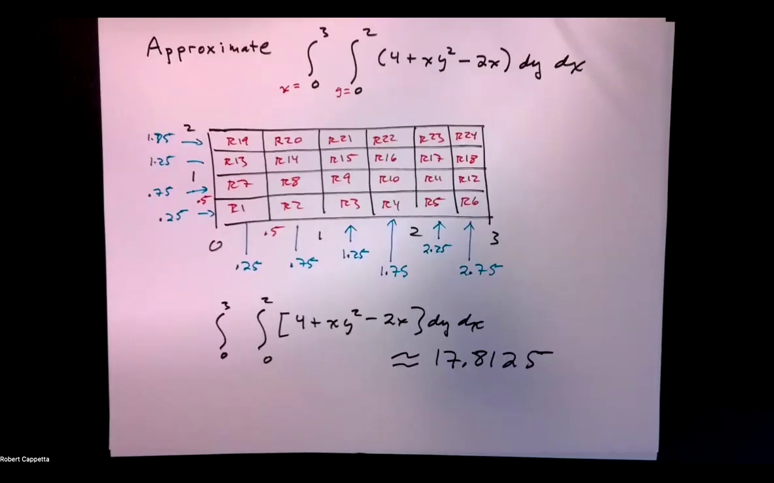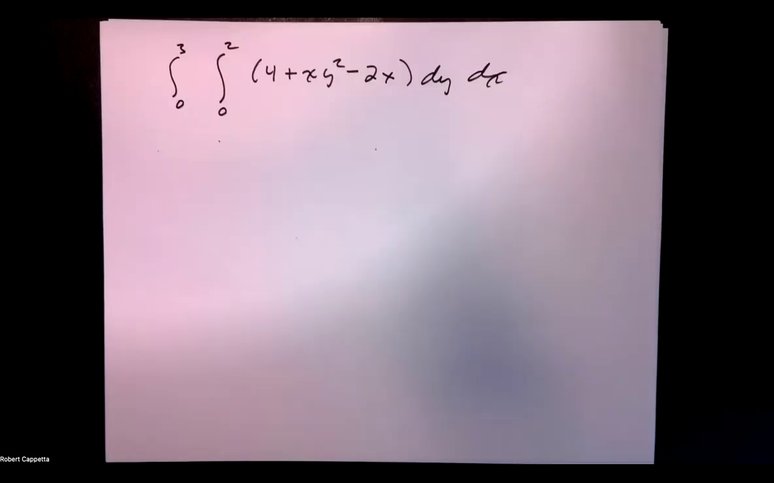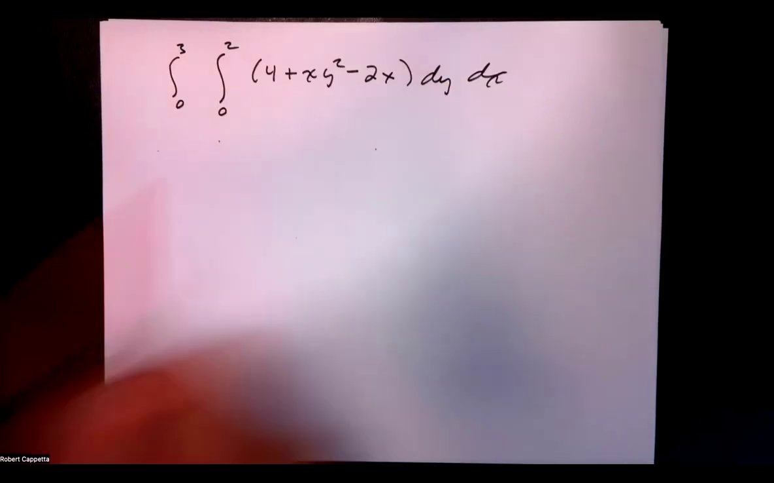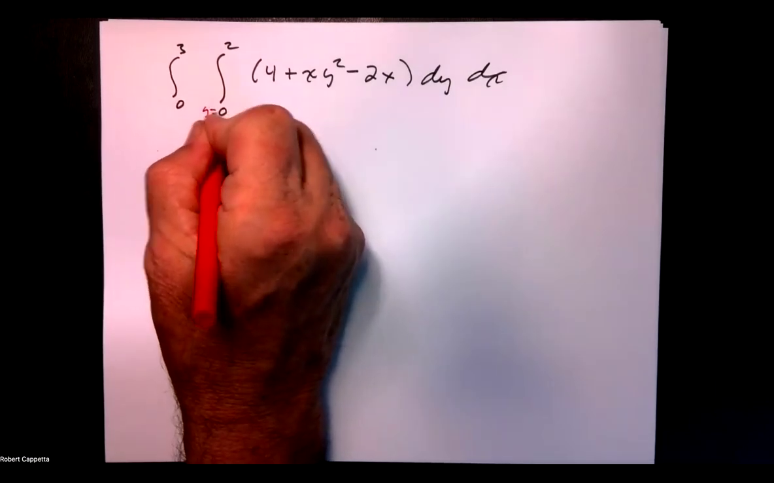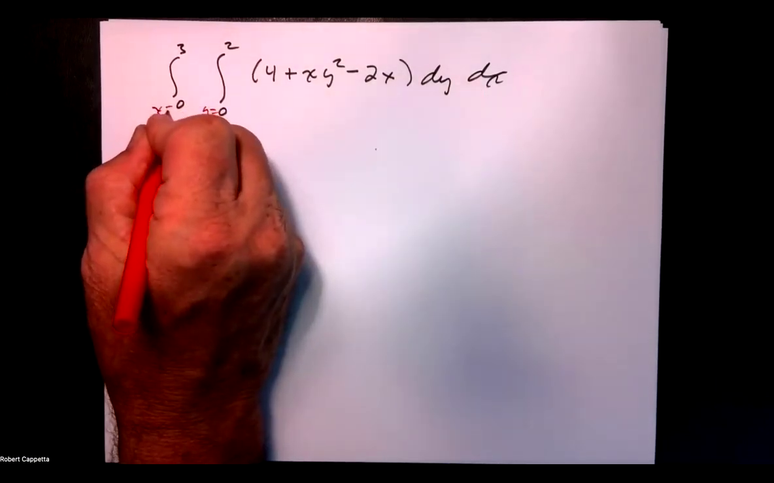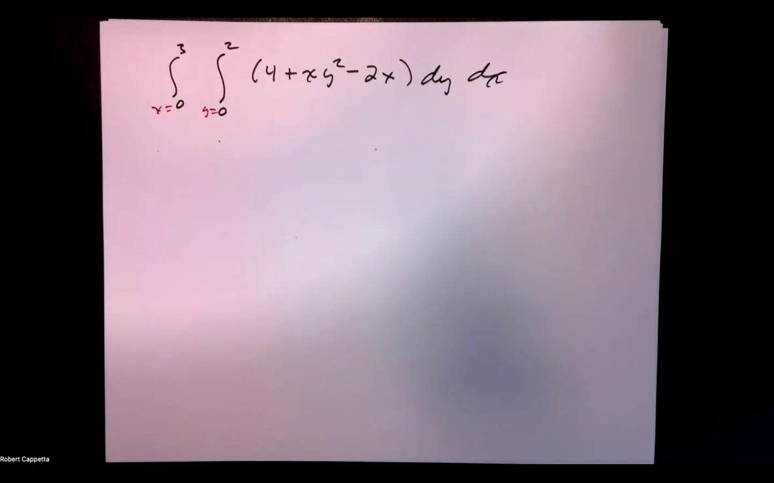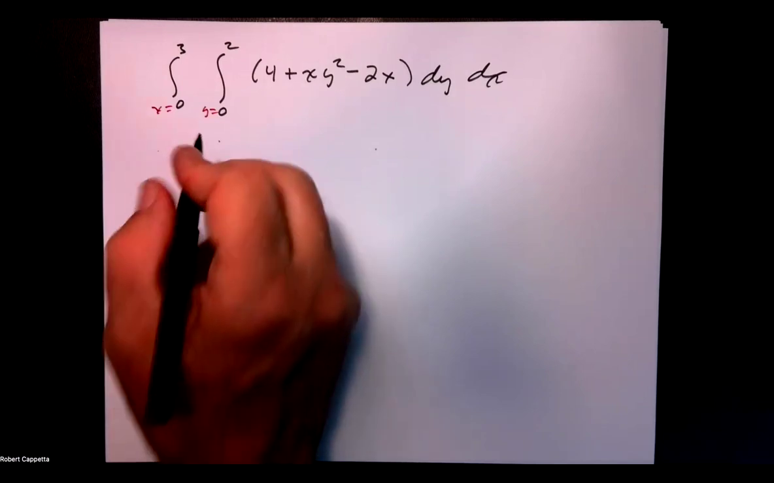If we wanted a better approximation, we would use more rectangles with smaller areas, and that should get a little closer to what the answer actually is. But let's go ahead and do it out longhand to see just how good our approximation is. So this is what we start with. Y is the inner differential, so Y is here. X is the outer differential, so X is here. And we begin with the inner integral. What is the inner integral?